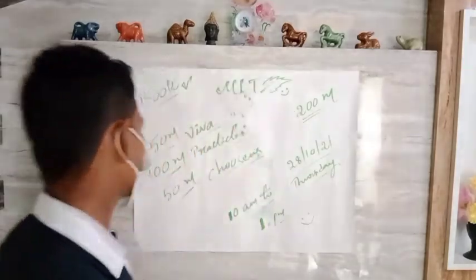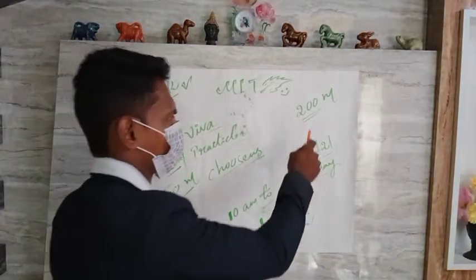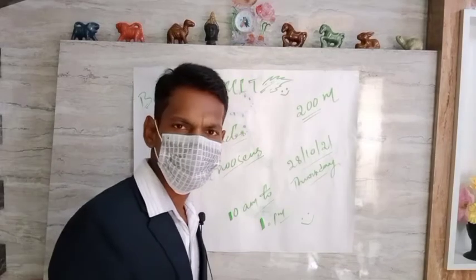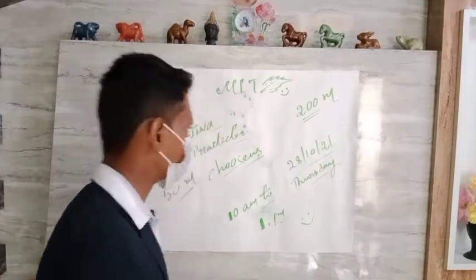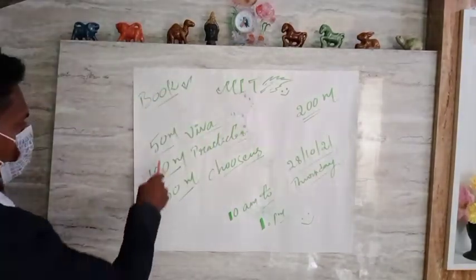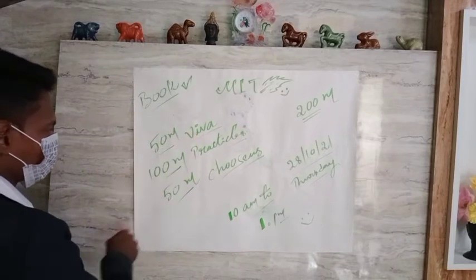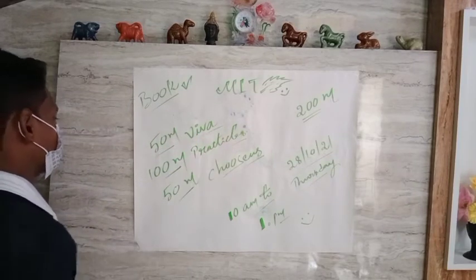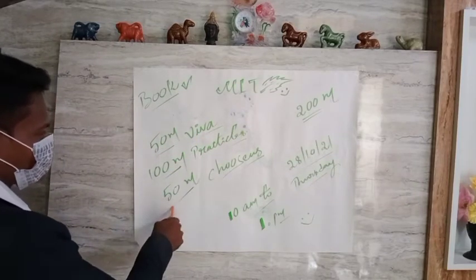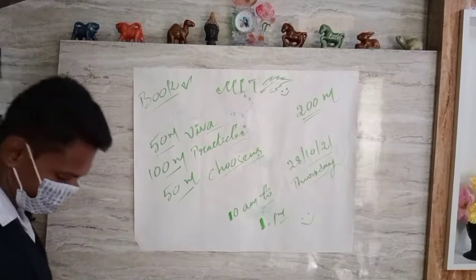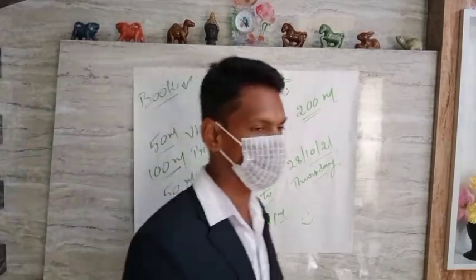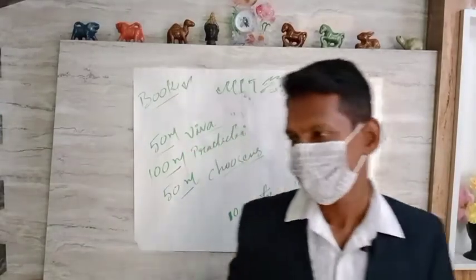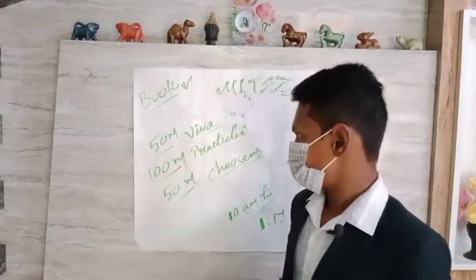Okay. So next one, how many marks? 200 marks. Then what is the pattern? 50 marks Viva, 100 marks practicals based, and finally 50 marks choose the correct answers. So total 200 marks.